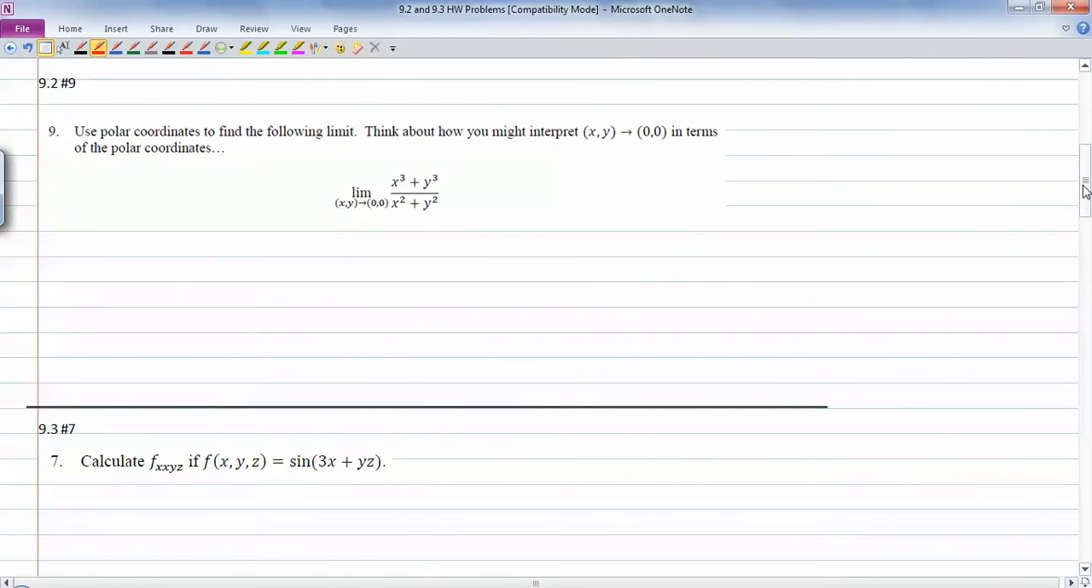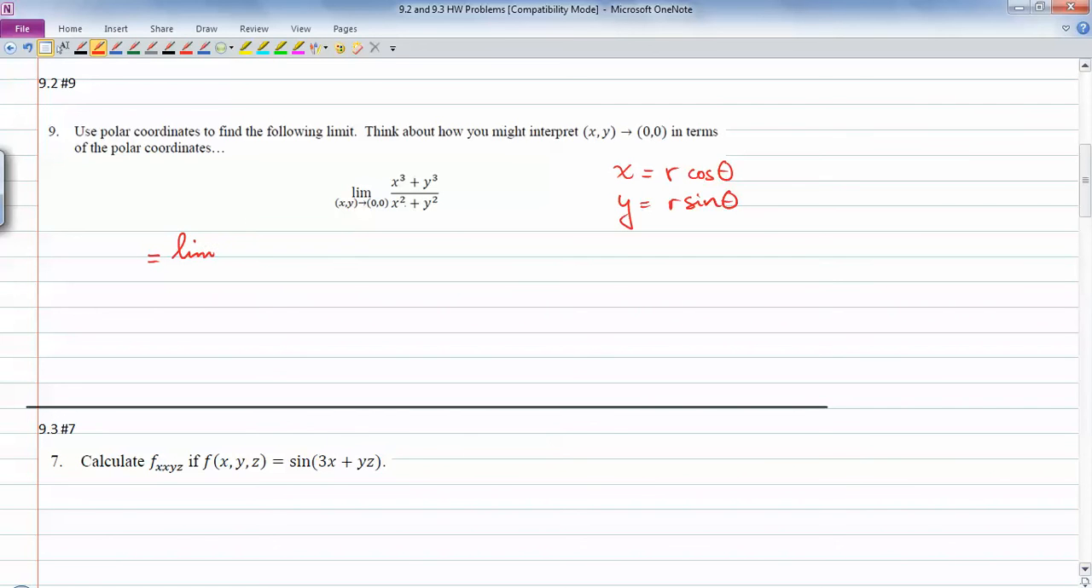So use polar coordinates to find this limit. So let's refresh polar. Our r cos theta is the same thing as x. Y is r sine theta. And that's all we really need. So this limit is going to turn into the limit, and if x and y are turning into 0, 0, that's the same thing as the radius turning into 0. And then we've got x cubed, which is r cubed cos cubed theta, and then y cubed, which is r cubed sine cubed theta, all over x squared plus y squared.